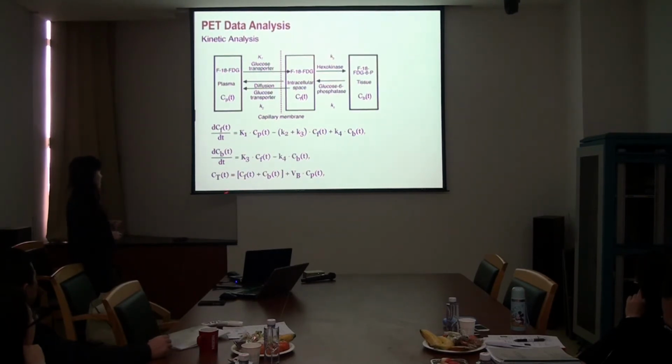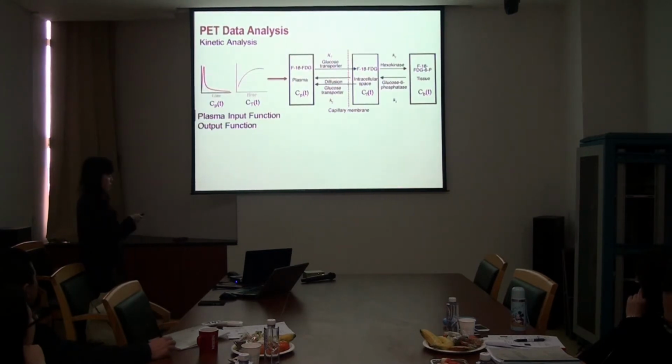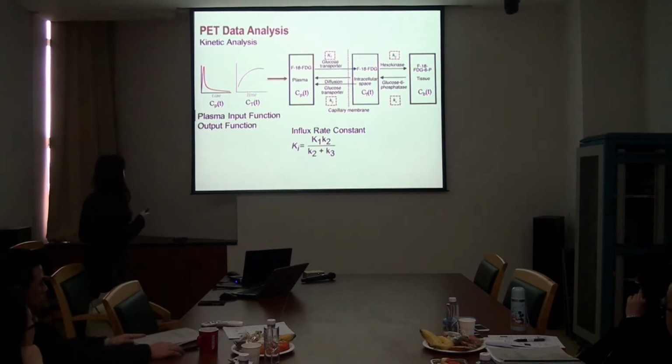And here, CT(t) is the tissue time activity, and it can be expressed here. From the experimental data, we can observe CP(t) and CT(t), which are the plasma activity and tissue activity, so that we can use experimental data to fit the equation and estimate those rate constants, and therefore calculate the influx rate constant, which has a physiological meaning to represent the FDG uptake inside the tissue.